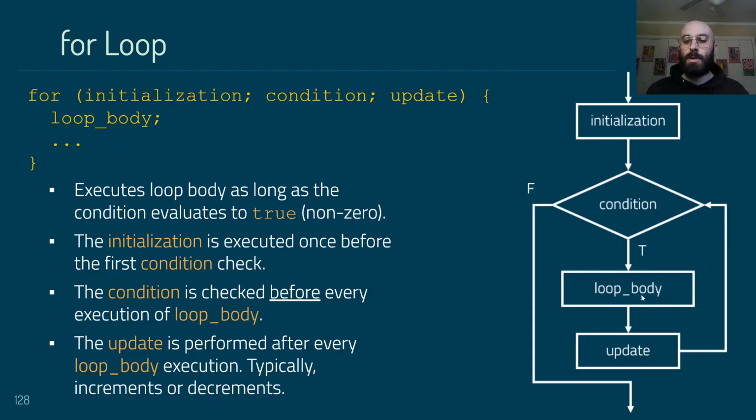Once we're done with the loop body, we then go up to the update and we update that control variable, and then we test our condition again. If that condition is true, we keep repeating these steps over and over again. Once the condition is no longer true, we stop our loop and we go on to the rest of the program. So I think this might make a little bit more sense if we pivot to looking at a couple of examples here.